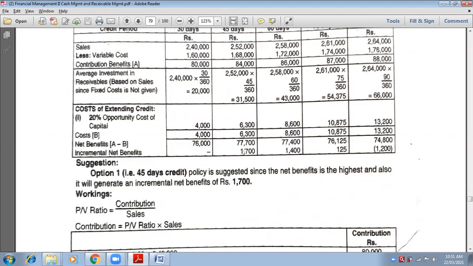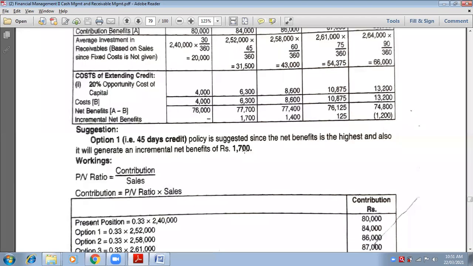Because it gives highest net benefit and generates incremental net benefit of rupees 1,700, means 1,700 extra incremental profit. Profit is there, but extra 1,700 profit is there if we choose option number 1, and will generate incremental net benefit of rupees 1,700. Did you understand how to write a note, how to give the suggestion? Yes, ma'am. Okay.